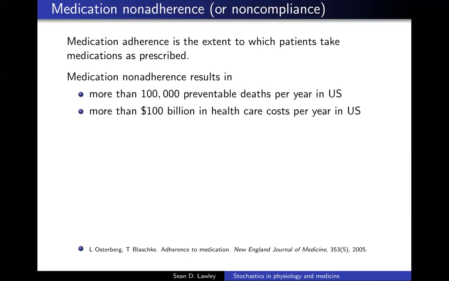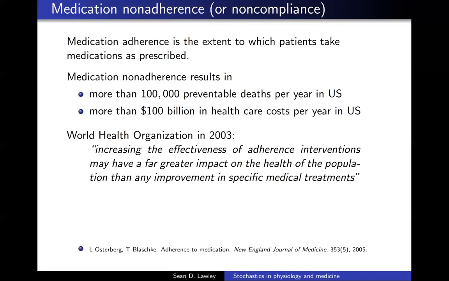So medication non-adherence is actually a very big problem. There's all kinds of statistics you can look up for this, which I think make the point very clear, but here are some summary statistics. It's estimated that more than 100,000 preventable deaths every year in the United States are caused by medication non-adherence. And it's estimated that it costs more than $100 billion in preventable healthcare costs every year as well in the United States.